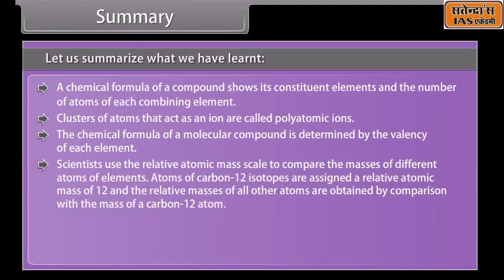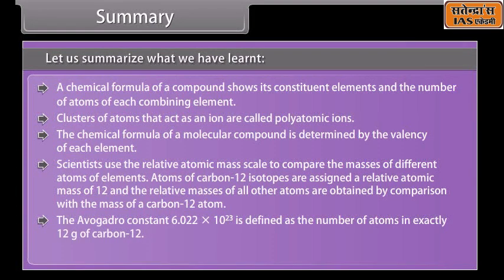Scientists use the relative atomic mass scale to compare the masses of different atoms of elements. Atoms of carbon-12 isotopes are assigned a relative atomic mass of 12, and the relative masses of all other atoms are obtained by comparison with the mass of a carbon-12 atom. The Avogadro constant, 6.022 times 10 raised to the power 23, is defined as the number of atoms in exactly 12 grams of carbon-12. Mass of 1 mole of a substance is called its molar mass.